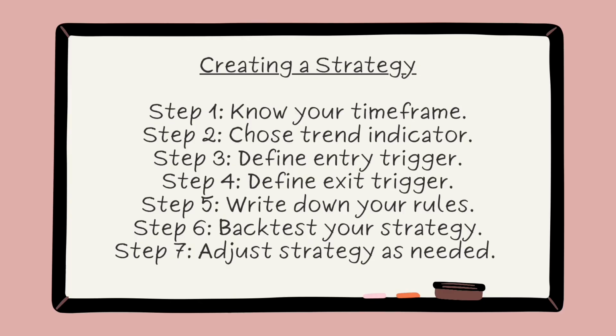Step 1. Know your time frame. Consider your lifestyle and how much time you have to dedicate to watching the charts on a daily basis. Then choose a time frame that best suits you. Step 2. Choose a trend indicator. Decide on a tool to help you determine market conditions. You can use price action tools like Fibonacci and trend lines, or more technical indicators like moving averages and MACD.